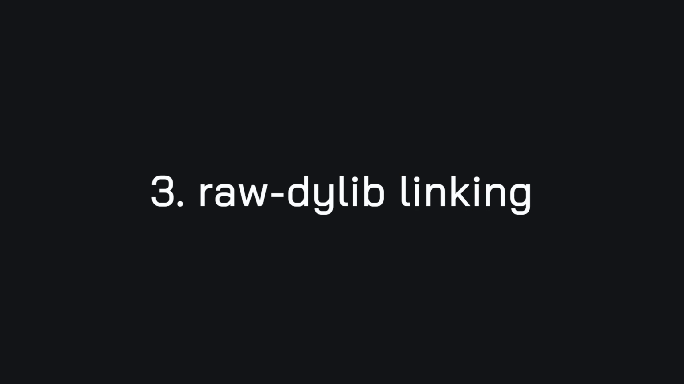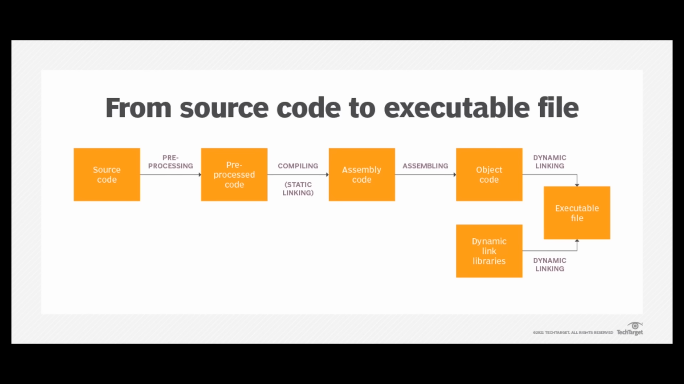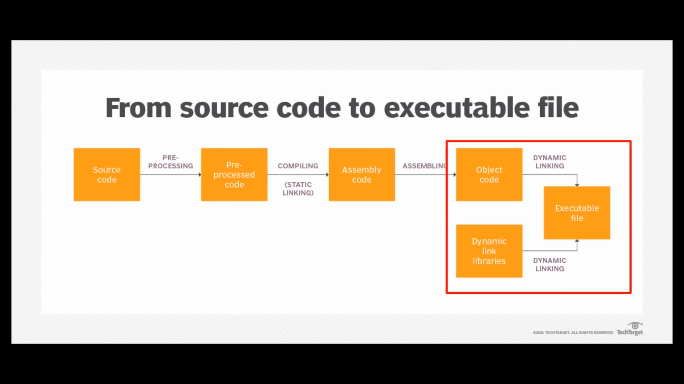The third major update in this release is the introduction of raw-dylib linking for Windows platforms. To understand this feature, it's essential to explain a bit about linking and shared libraries. Linking is the process of combining various compiled object files and libraries into a single executable or library. Linking can be static or dynamic.